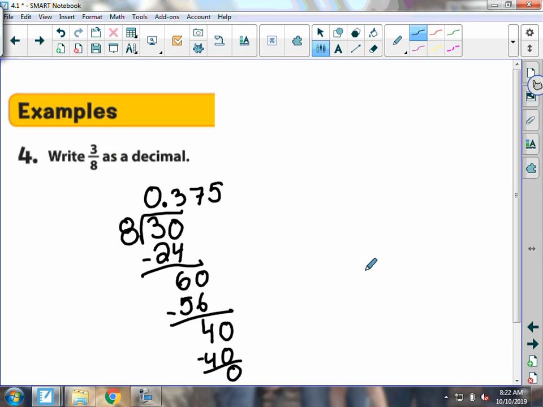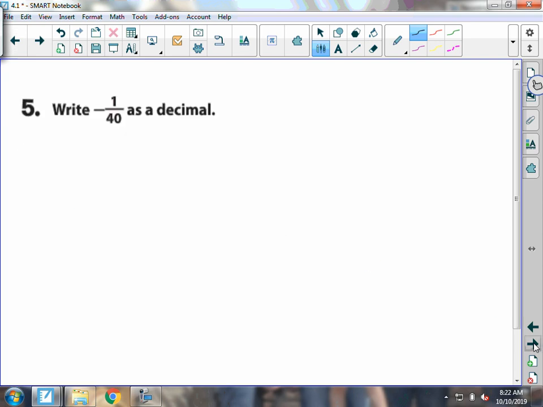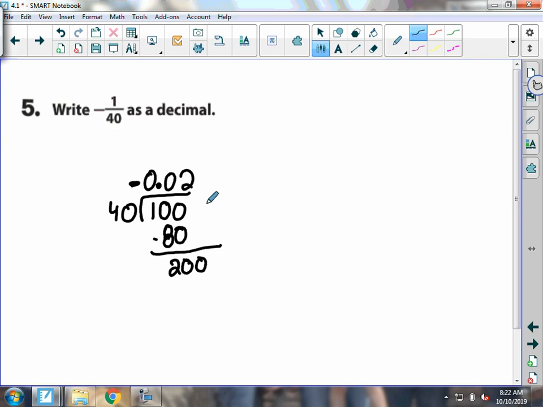Okay, so we're just dividing with these. Right, -1/40 as a decimal. So this is going to be 1 divided by 40. I'm going to put my negative up here so I don't forget that my answer is negative. 40 goes into 1 0 times. It goes into 10, 0 times. It goes into 100, 2 times. That's going to be 80. With 20 left over, add another 0. 40 goes into 200 5 times. And that zeroes out. So we've got negative 0.025. That is negative 1/40th as a decimal.